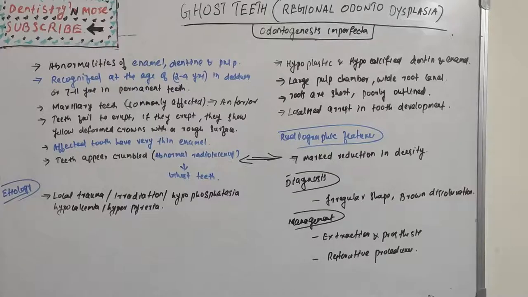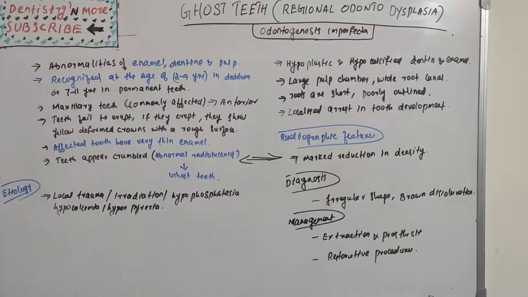Ghost teeth is nothing but abnormalities of enamel, dentine and pulp. The etiology is basically unknown. So it could be local trauma, radiation, hypophosphatasia, hypocalcemia and hyperpyrexia. Due to these reasons, there will be abnormalities in enamel, dentine and pulp. It is most commonly recognized at the age of tooth eruption, that is between 2 to 4 years in deciduous and 7 to 11 years in permanent teeth. That is mostly the central incisor, lateral incisor and canines.